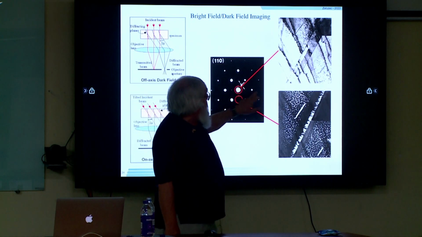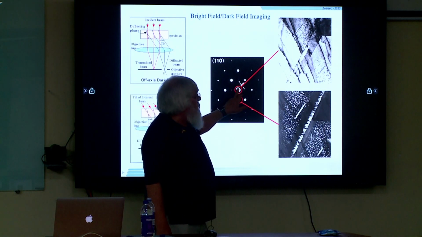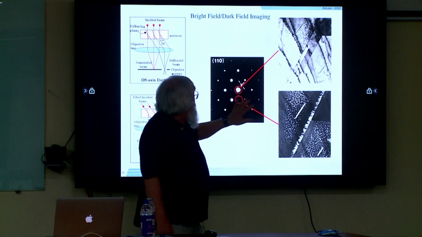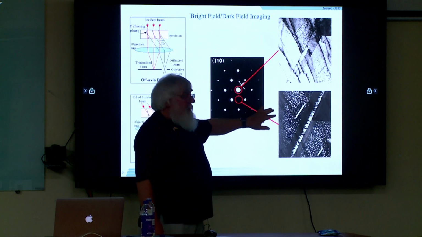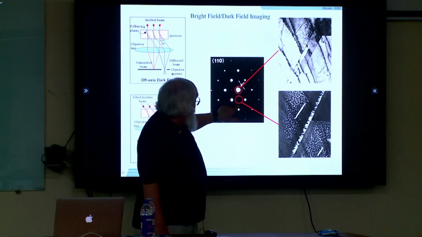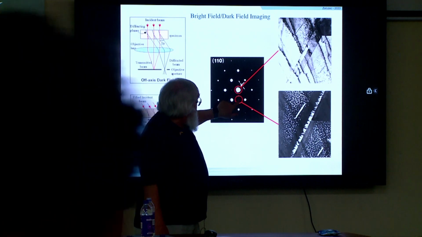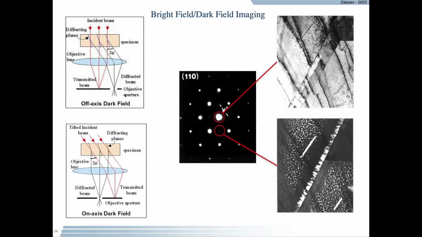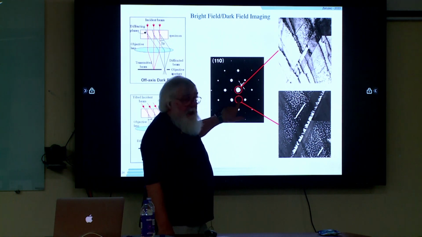Here's a bright field image using that straight through beam of some defects in the material. This is a gamma prime system in nickel aluminum. If instead I tilt the beam so that that very weak reflection is now centered and form a dark field image, we have a high resolution image of whatever phase is causing that particular reflection.